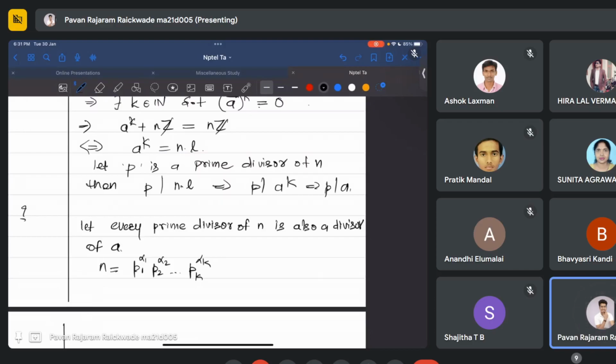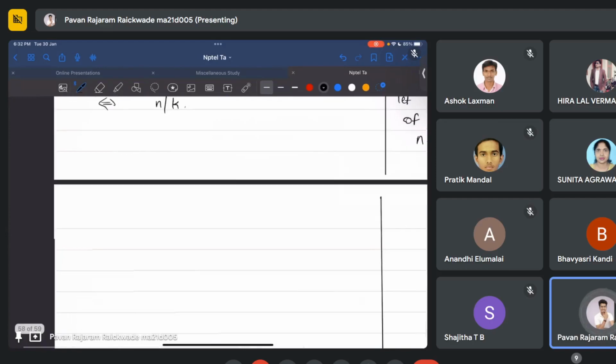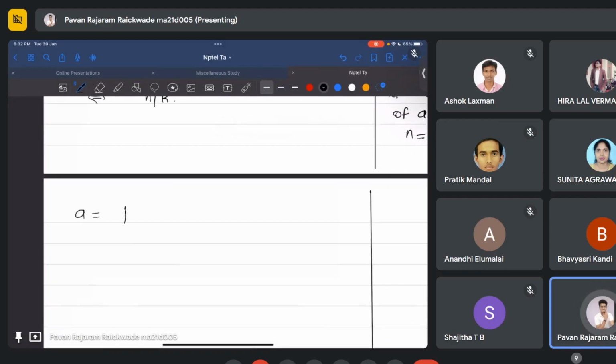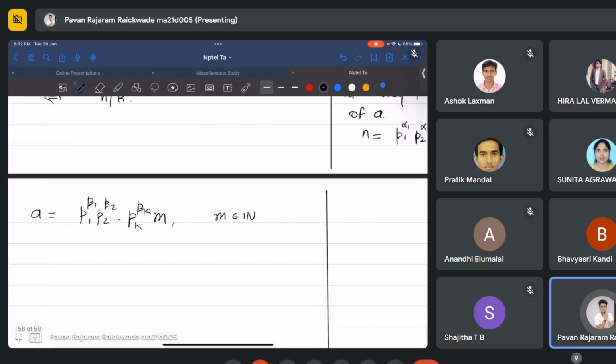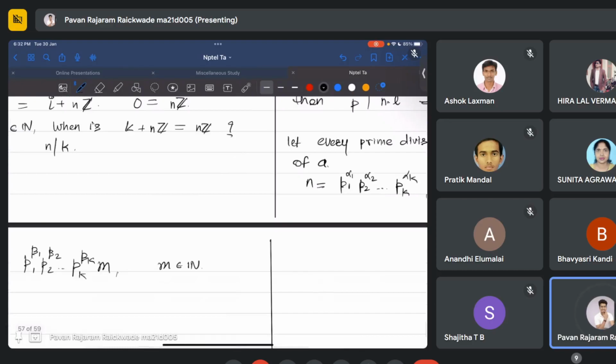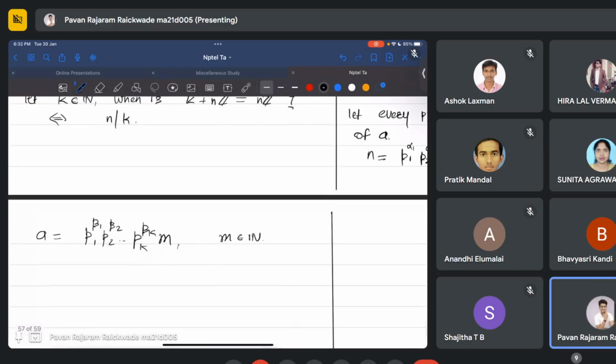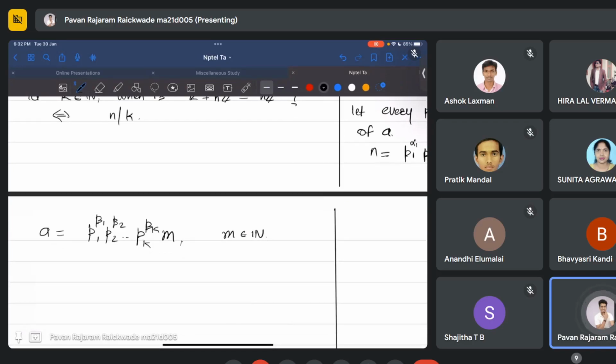Now since each pi also divides a, what choice do I have for a? a will also be p1 raised to some beta 1, p2 raised to some beta 2, because all these factors have to be there, up to pk raised to beta k, where the betas are greater than or equal to 1, times some m, where m is any natural number. This has to be a because each pi divides a, so each pi has to be there in the prime factorization. It doesn't matter what this m is, but this is the least condition we get.